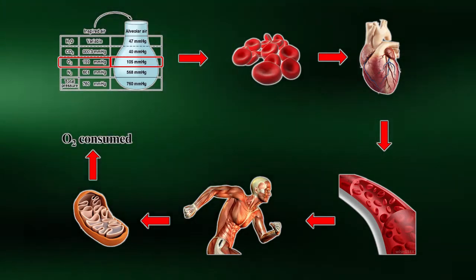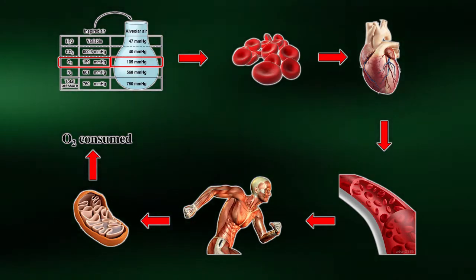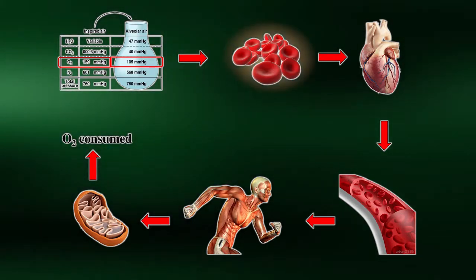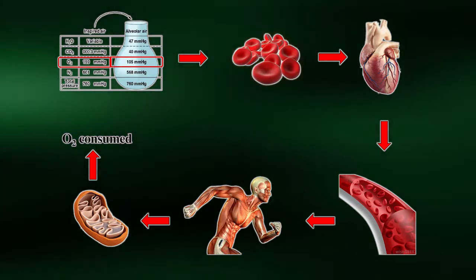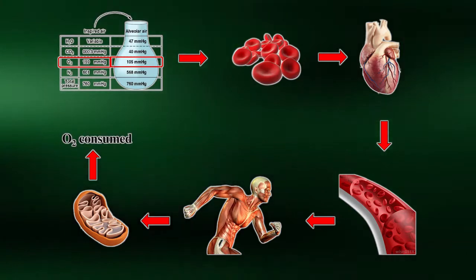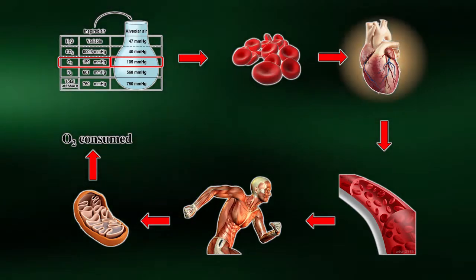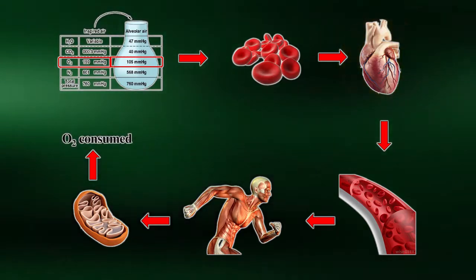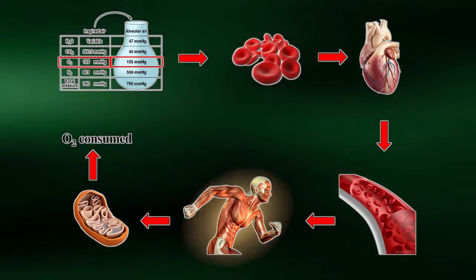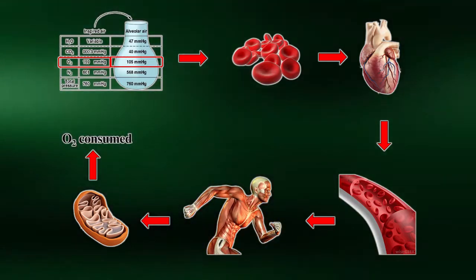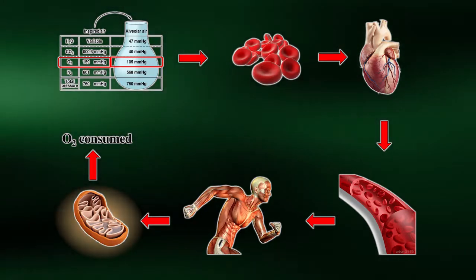The oxygen then diffuses down its concentration gradient into the lung capillaries, where it binds to hemoglobin located within our red blood cells. Over 98% of the oxygen transported in blood is bound to hemoglobin. From there, the oxygen-rich blood is transported to the heart, where it can be pumped out via blood vessels to the exercising muscles. As covered in a previous video, the oxygen will be consumed in the muscle mitochondria for ATP production.